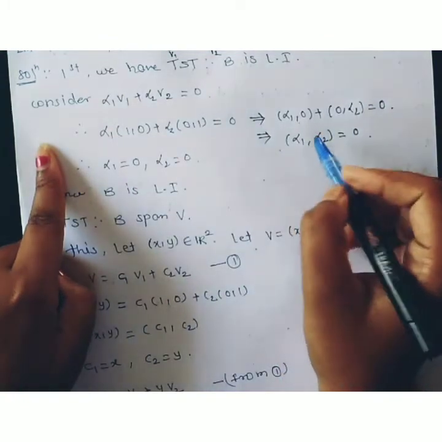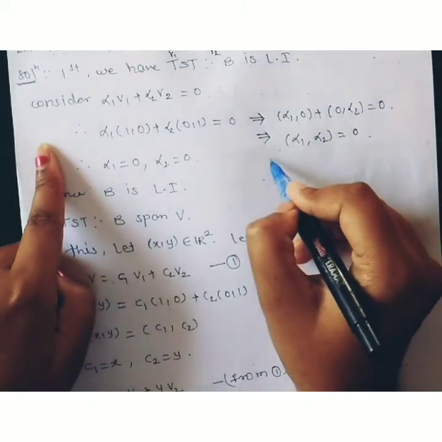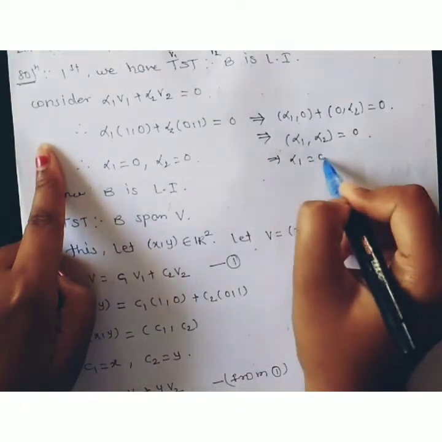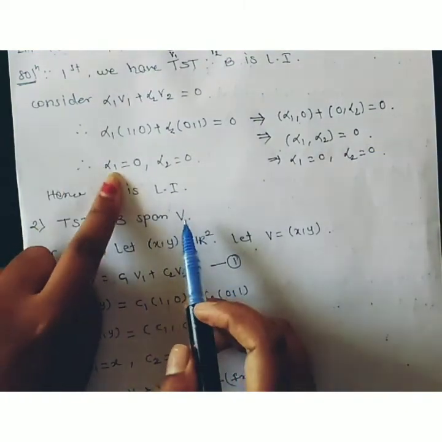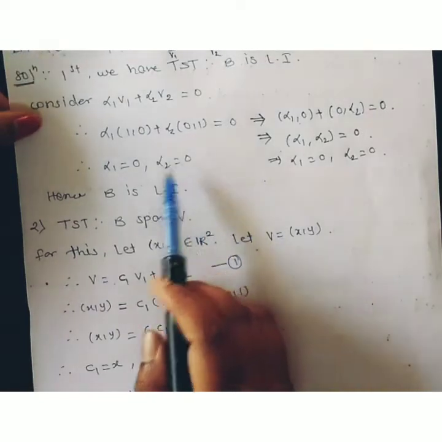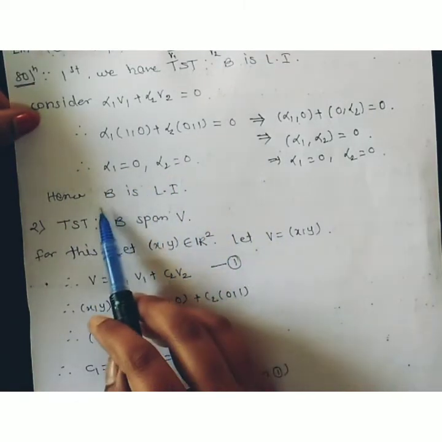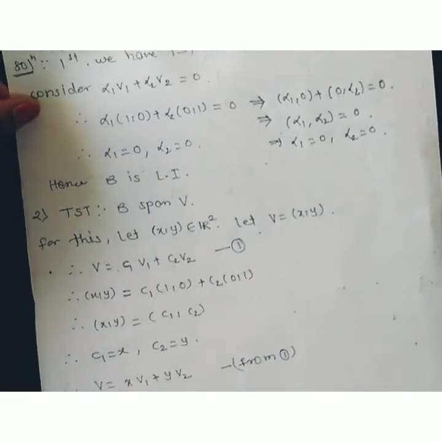This implies the ordered pair must be 0 whenever alpha 1 is equal to 0 and alpha 2 is equal to 0. Therefore, by using this condition, we must have alpha 1 equal to 0 and alpha 2 equal to 0. As both the scalars are 0, B is linearly independent. Okay, therefore B is linearly independent.